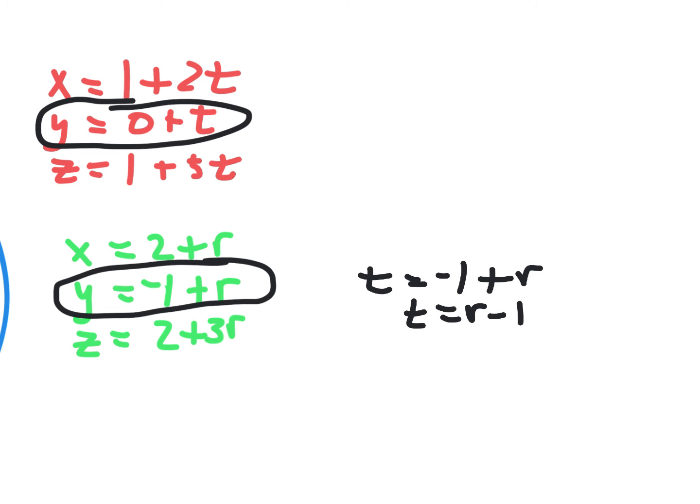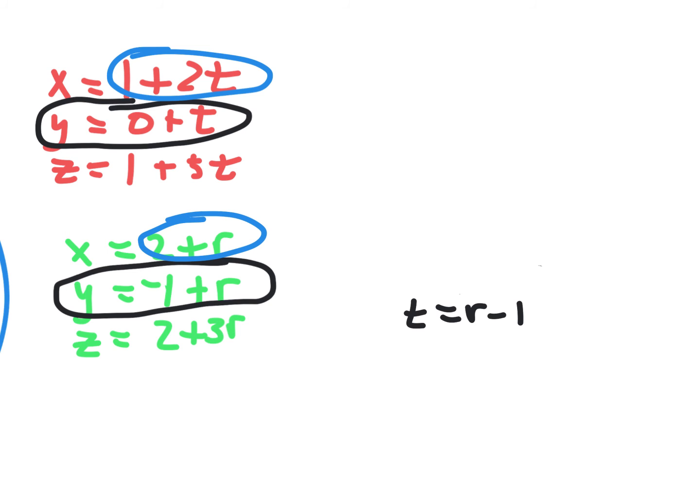But probably smart to get all of your combos. That's the middle ones. I did that in black. Next I'm going to grab some in blue here. I'm going to set this one equal to this one. And that's 2 plus r is equal to 1 plus 2t.